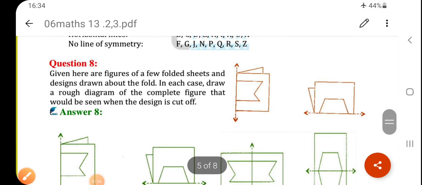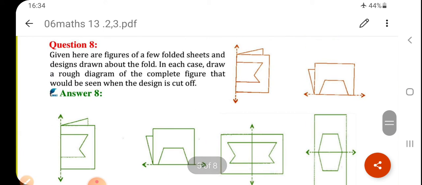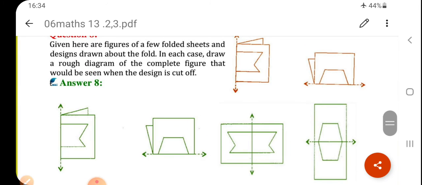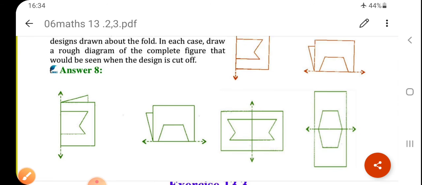Last question. Here are given figures of a few folded sheets and a design drawn on the fold. In each case, draw a rough diagram of the complete figure that would be seen when the design is cut out. So you have to draw the remaining portion. The right side is given, so on the left side you have to draw the mirror image, same as this one. It's very simple. And for this one also you have to draw the mirror image. That is homework.